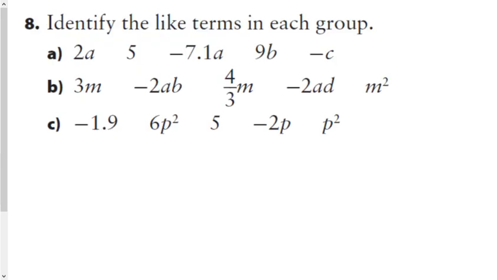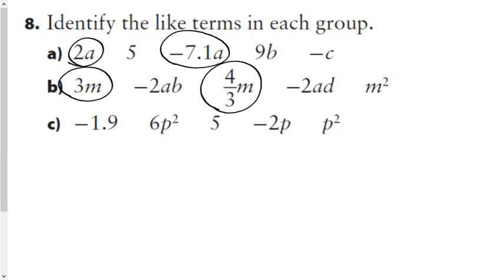Question 8, identify all the like terms in question 2. So here we have a term with A, and another term over here with A. The coefficients are different. The variable configuration is the same, so those are like terms. So they are the only 2 like terms in A. B, coefficient of 3, variable of M. Coefficient of 4/3, variable of M, so those are like terms. And in C, we have 6p squared and we have 1p squared, so those are like terms.